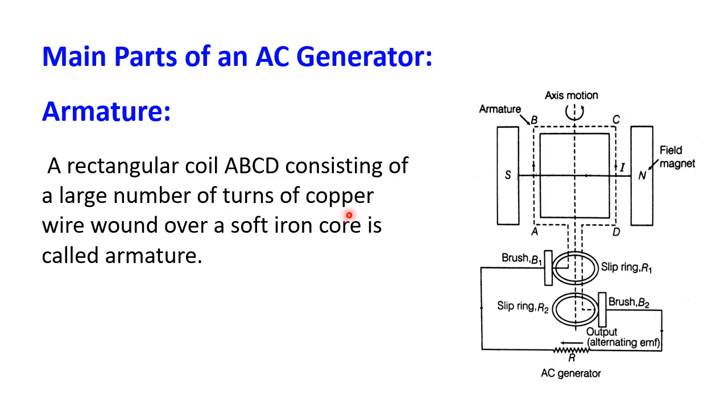It consists of a large number of turns of copper wire, generally copper, wound over a soft iron core, which is called the armature. Why are we using soft iron? There is a reason. If it is an air core, the magnetic flux strength will be less. If you use iron, due to the retentivity of the iron material, more magnetic flux will be there in the coil and that will change, which leads to more EMF. So to get more EMF, we use soft iron to increase the strength of the magnetic field to the coil.